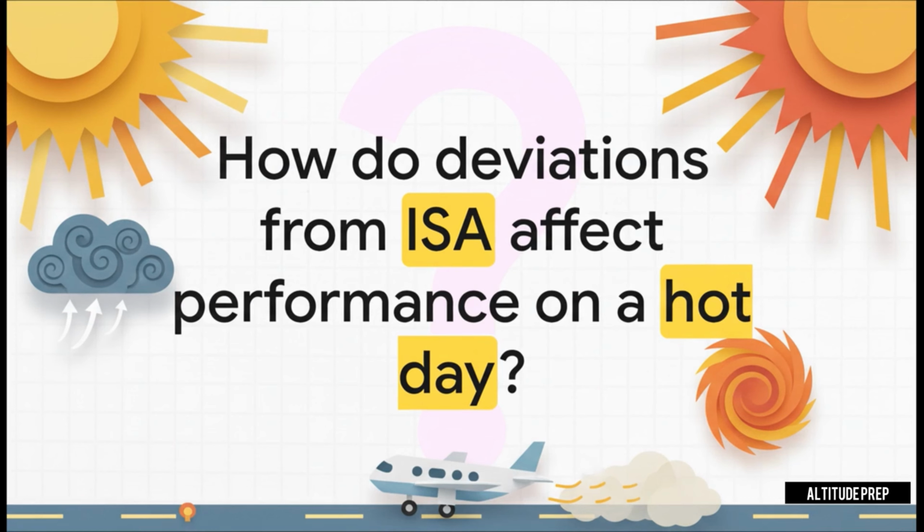So, I'll leave you with this question to think about. Knowing the standard is one thing, but how does a hot day where you might have an ISA deviation of plus 20 actually affect your takeoff roll? This exact question leads us right into our next essential topics: pressure, temperature, and density.